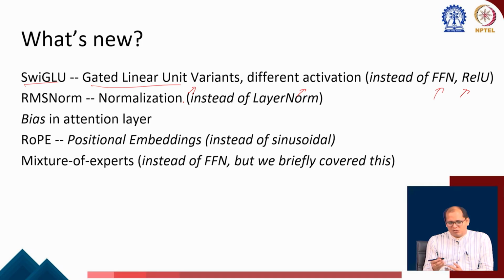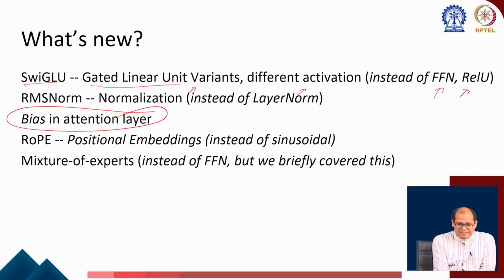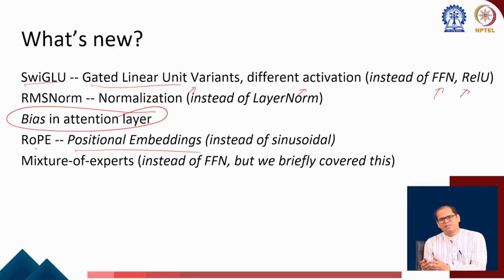Then they are using RMSNorm. So, instead of layer norm, they are using a different normalization. They use a bias in the attention layer. We will briefly talk about that. And then positional embeddings, they use RoPE, rotary embeddings, instead of the additive embeddings in sinusoidal that we studied. And many of the models have been using mixture of experts instead of the feed-forward network that we briefly covered earlier. So, we will focus on this part in this lecture.